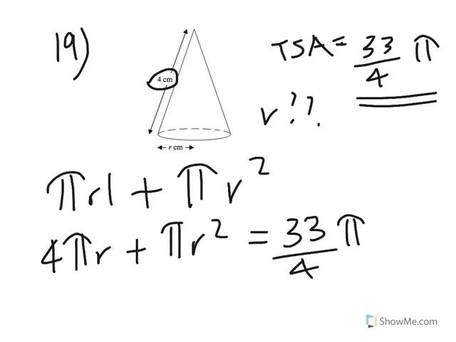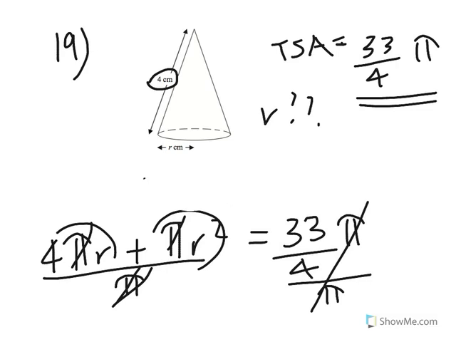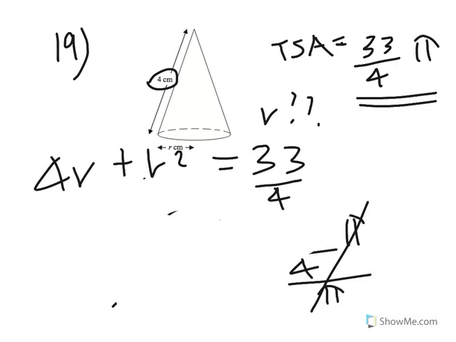Okay, so now all we have to do is solve for r. So in this case, we can divide both sides by pi. So we divide both sides by pi, right? So this pi and this pi cancel, because you're dividing this term by pi and this term by pi. So you're going to get 4r plus r squared is equal to 33 over 4. Alright? I'll erase that because it's confusing.